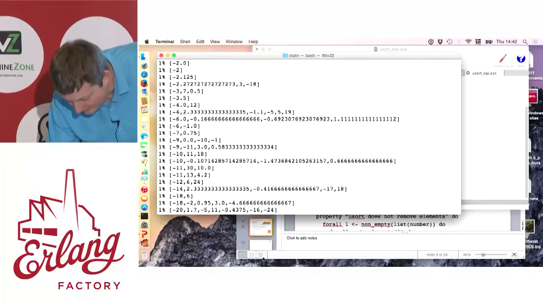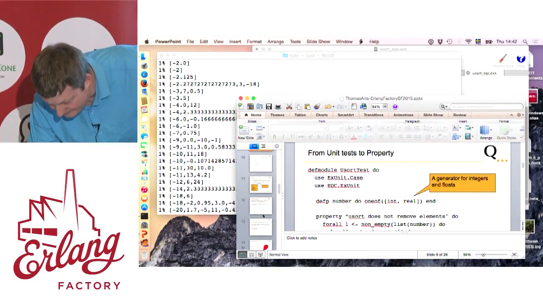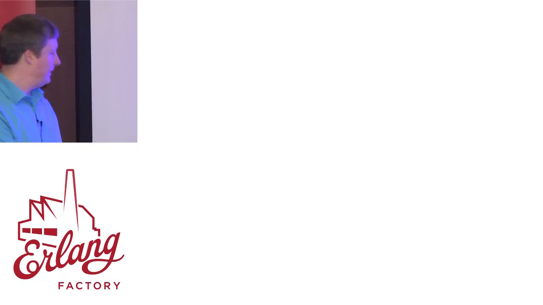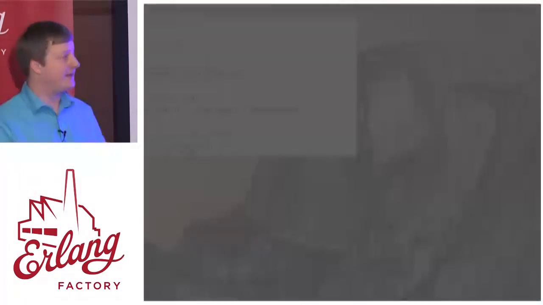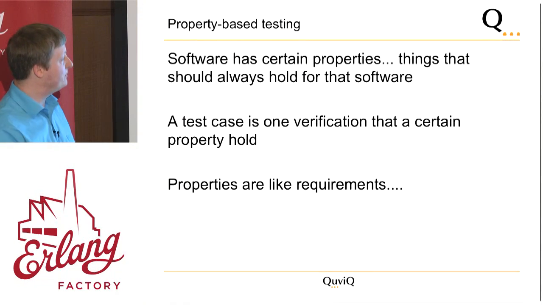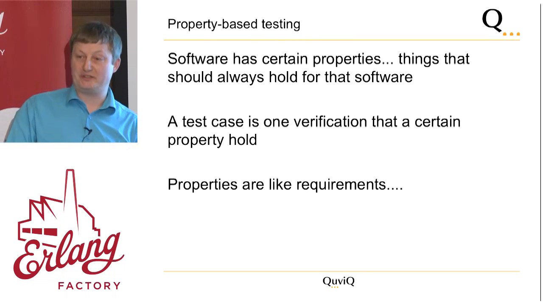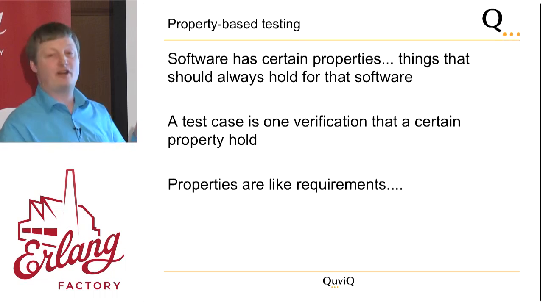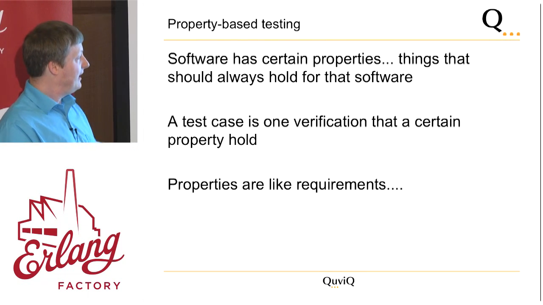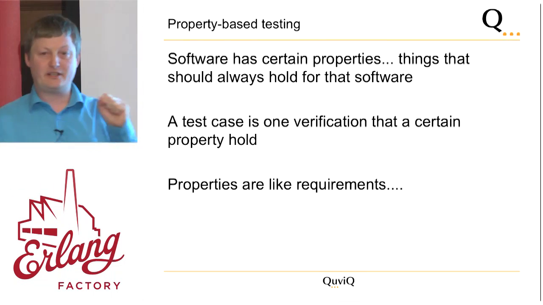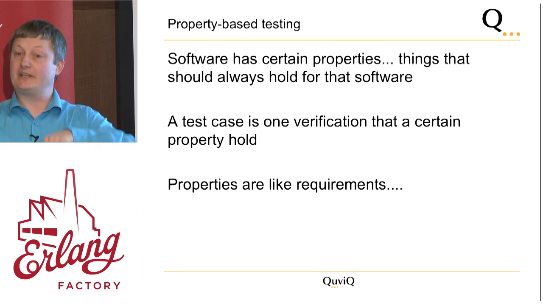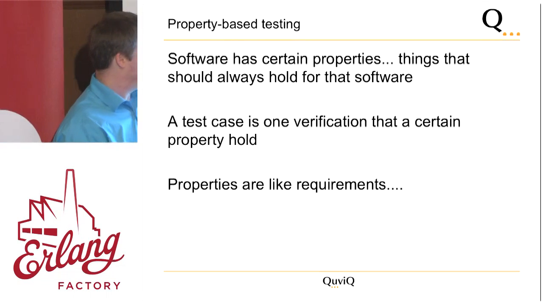I have to jump back to my slides. And show you a little example of how we test stateful systems with Elixir, and then how you find concurrency bugs in those. So software has certain properties, that's what we now say, right? And that there are things that should always hold, a little bit like requirements, you could say. And a test case is one verification that a certain property holds. So you get only one proof.